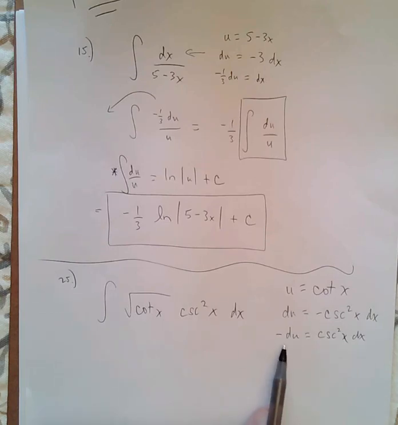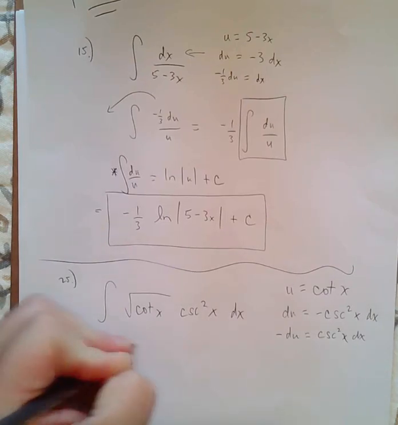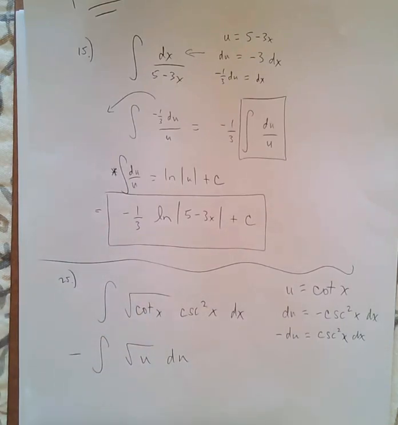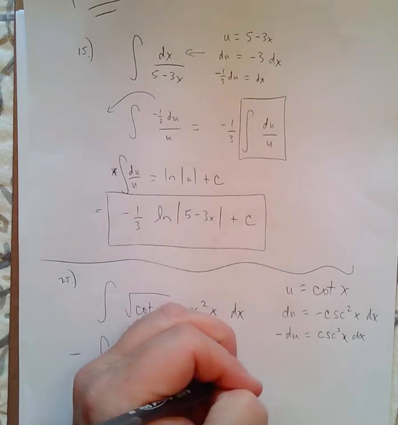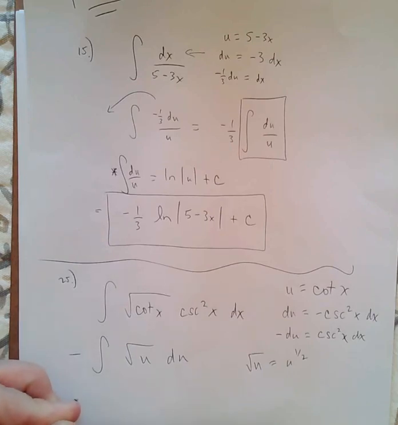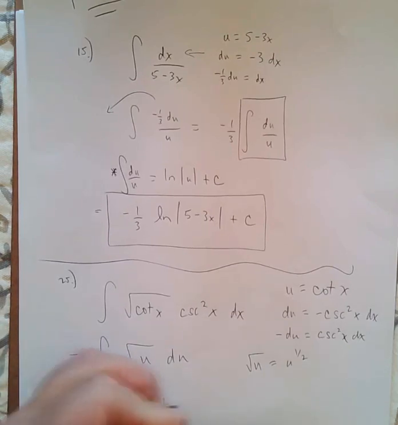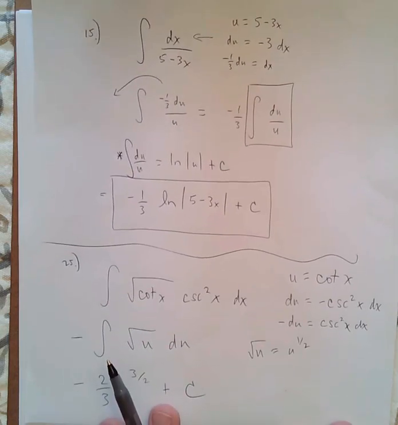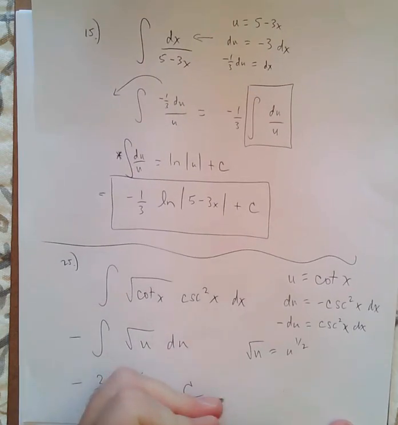So I identify what this is, and I get the square root of u du and put the negative outside. It's a constant. Remember, radical u is u to the 1/2 power, so the integral is 2/3 u to the 3/2 plus c. Because it's u to the 3/2 divided by 3/2, which is 2/3. And then just replace the u, and that's where you get the answer.